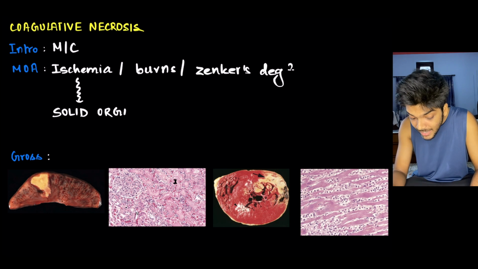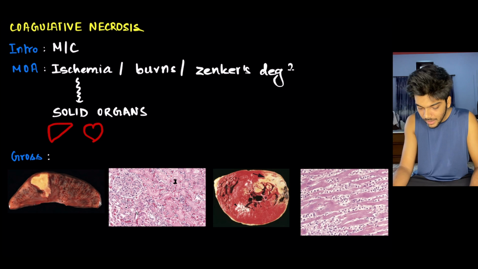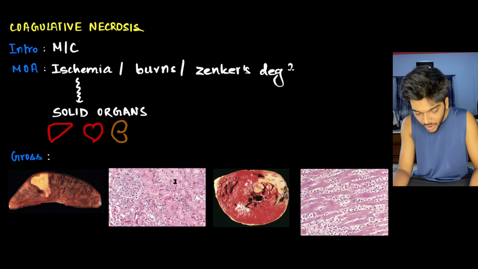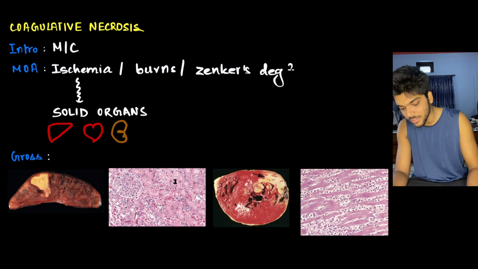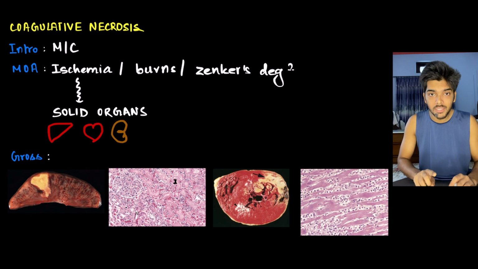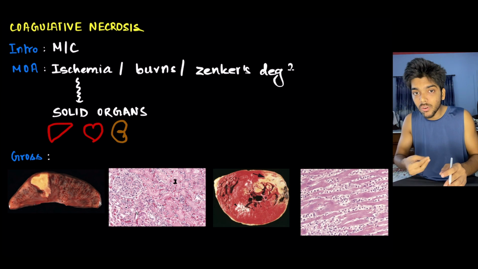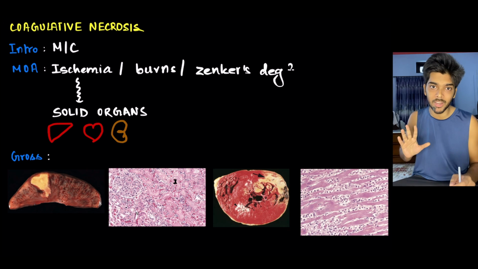Solid organs like your liver, heart, and kidney. These are the three major solid organs that show coagulative necrosis due to ischemia. But there are two solid organs, I repeat, solid organs, when they go through ischemia and eventually necrosis, the type of necrosis that takes place is coagulative necrosis.